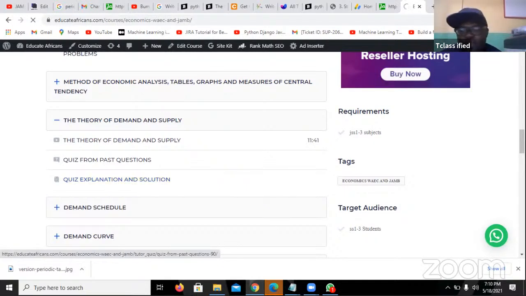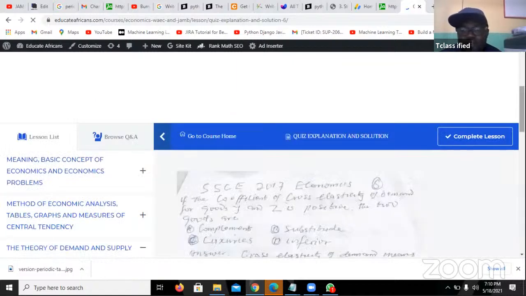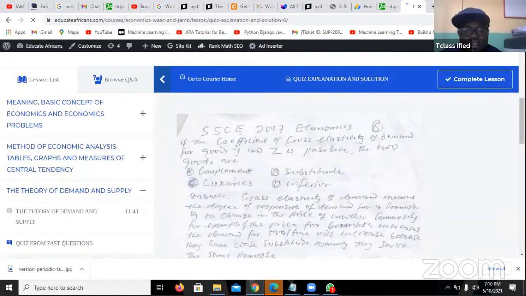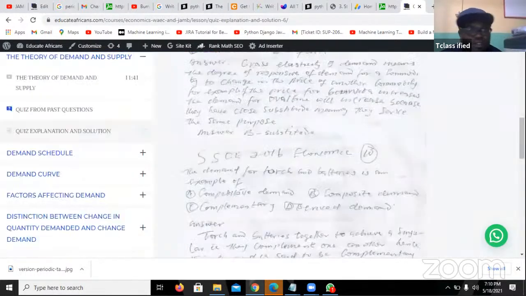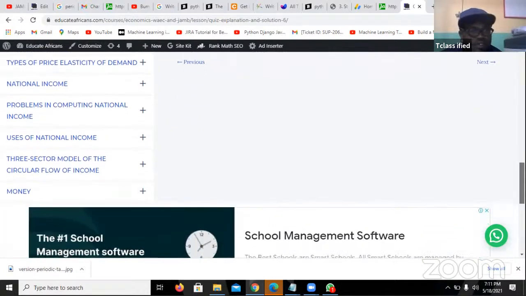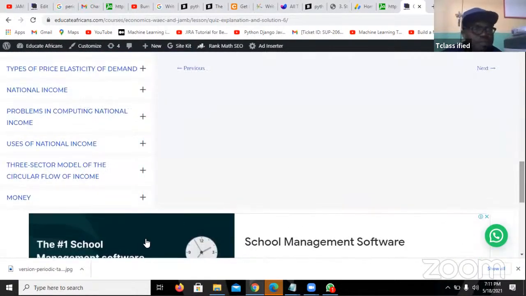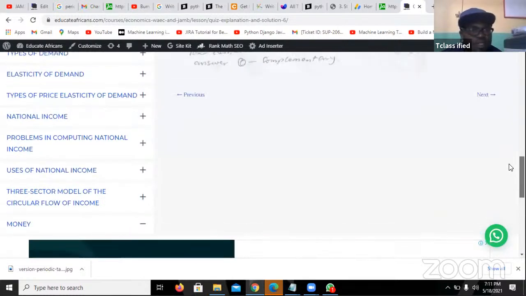Let's check out what we have for today first. Then we'll look at these quizzes later, but just know that they are there. But before that, let me look at what we have for today, which will be national income, uses of national income, the 3 sector model of national income. Okay, let's look at the final thing for today, which is money. Then after looking at money, we can quickly look at this past question.